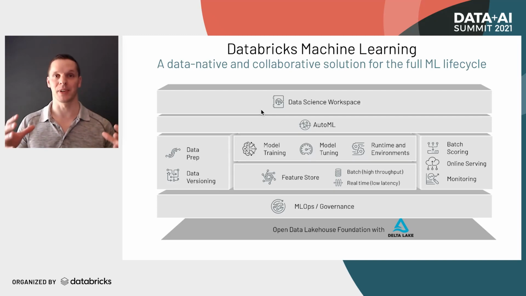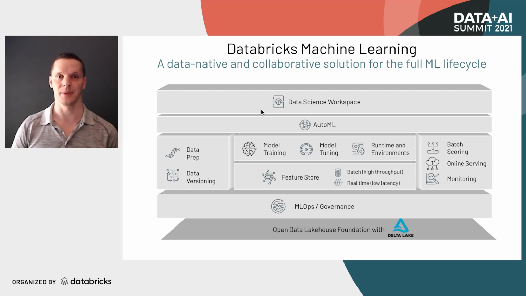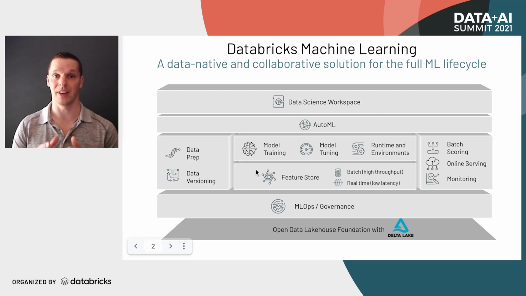This is the overview of Databricks machine learning, a data-native and collaborative solution for the full machine learning lifecycle. So I'm going to be walking through each one of these boxes and talk about what we cover in these boxes, what functionality is available, and some roadmap items of what's coming in the future. As mentioned, AutoML and the feature store are two brand new components that we're adding today.